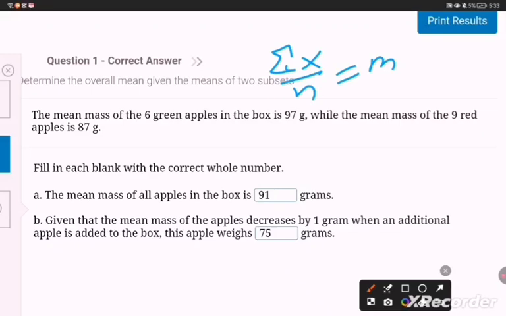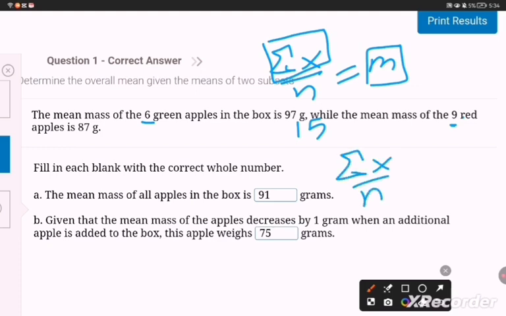Now, n we know is 15 because there are 6 green apples and 9 red apples, so just add them together. M is what we want to find. Summation of x, we can find it. So, to find the total summation of x, you have to find the summation of x of the green apples and the summation of x of the red apples and add them together. So in this case, the summation of x is basically just the total mass of all the apples. So here's what you're going to do. I'll just write the formula again, okay?